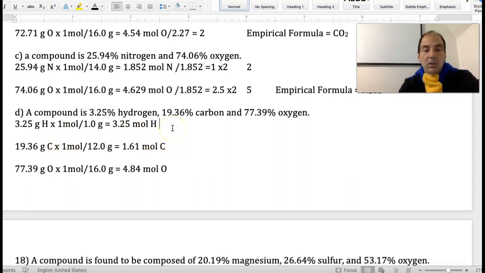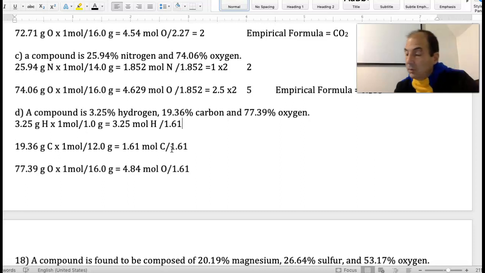So the smaller number is the 1.61, so I'm going to divide each of these by 1.61. All right, so 3.25 divided by 1.61. I know it's going to be close to 2. I'm just going to check to see how much. I get 2.02. All right, so again, only off by a few hundredths. That's good. We're going to call it 2.